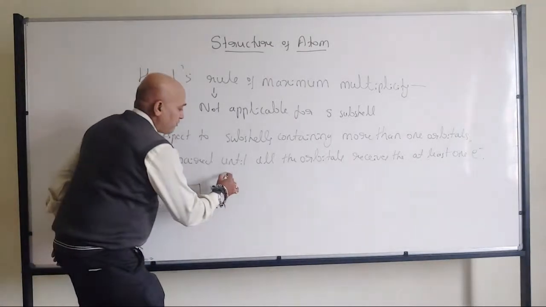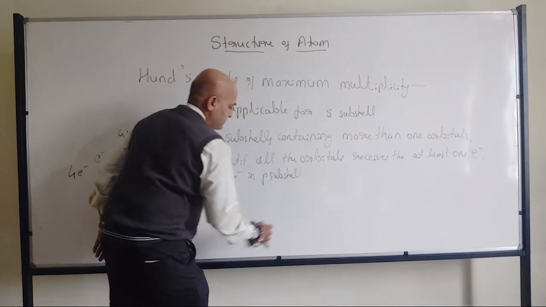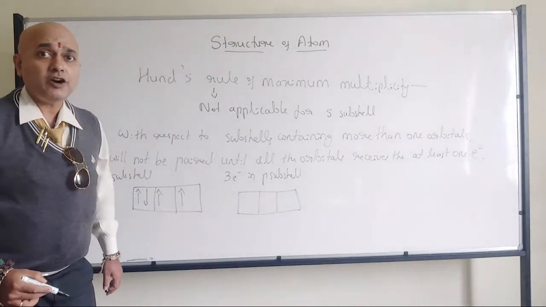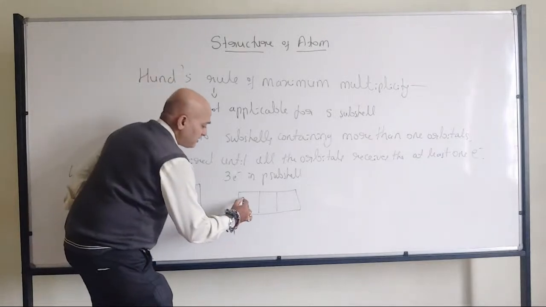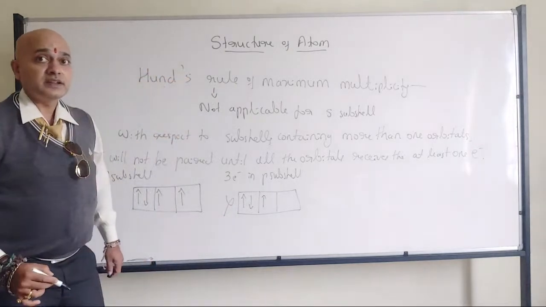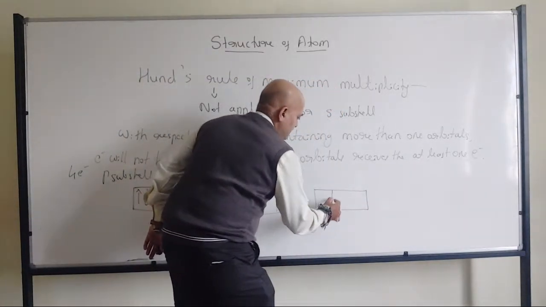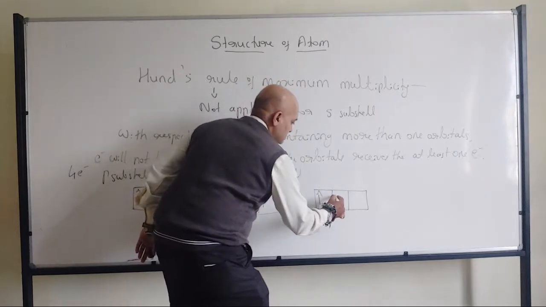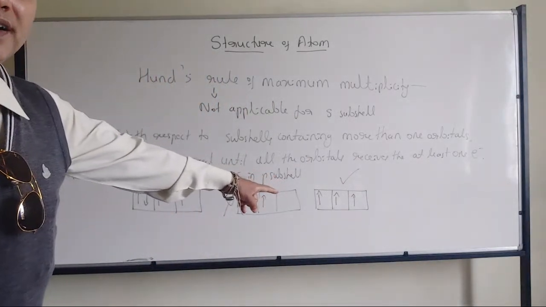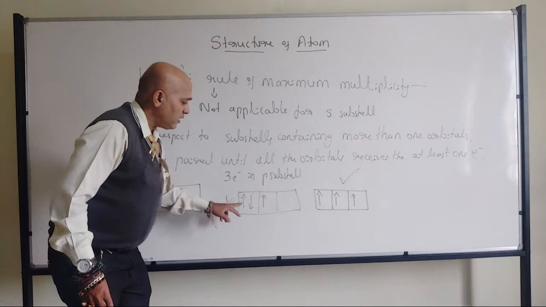Or if I want to distribute 3 electrons into the p subshell, once again I have the p subshell with 3 orbitals, that means 3 boxes. Now I cannot write 1, 2 in one box and 3 in another. This is absolutely wrong, not correct. Actually, according to Hund's rule of maximum multiplicity, it should be like this. This is correct. Got my point? Until each orbital has 1 electron, I should not make the pairing of electrons.